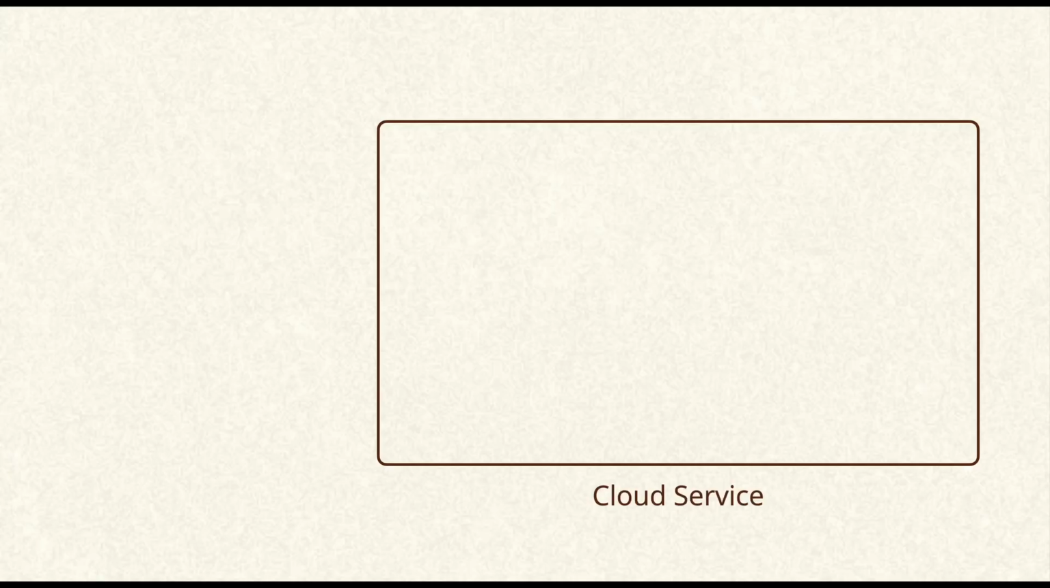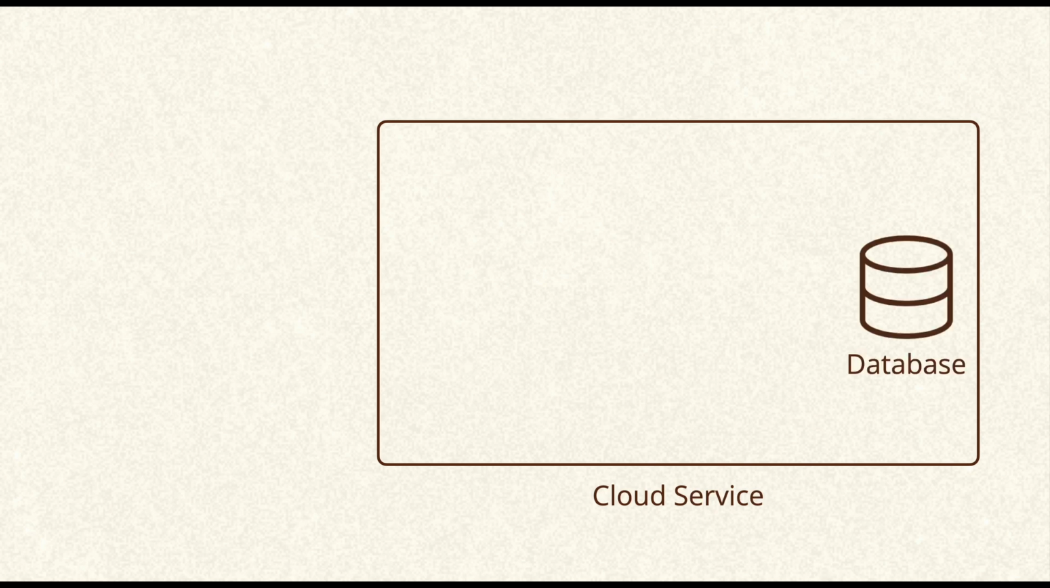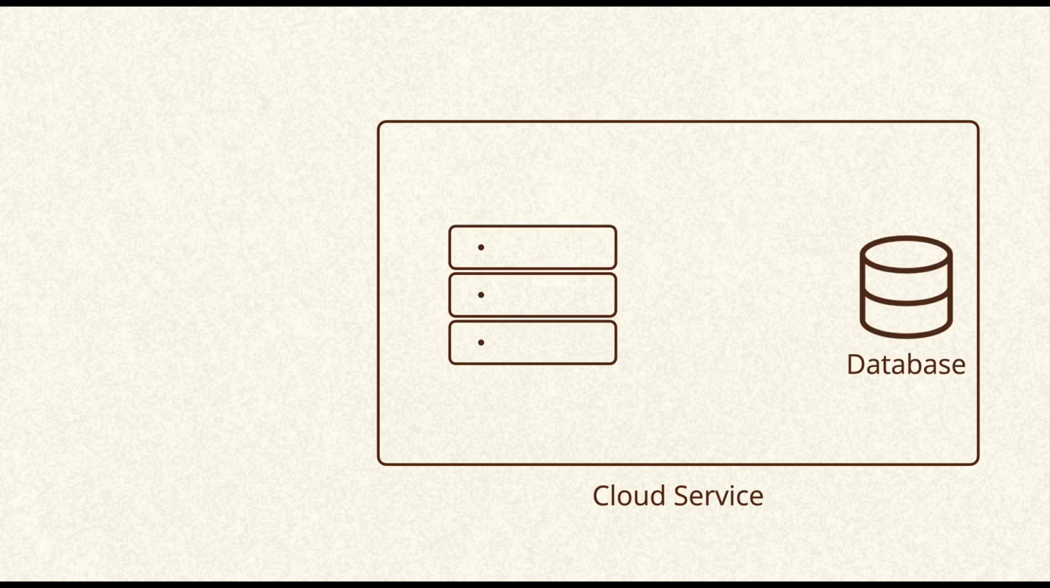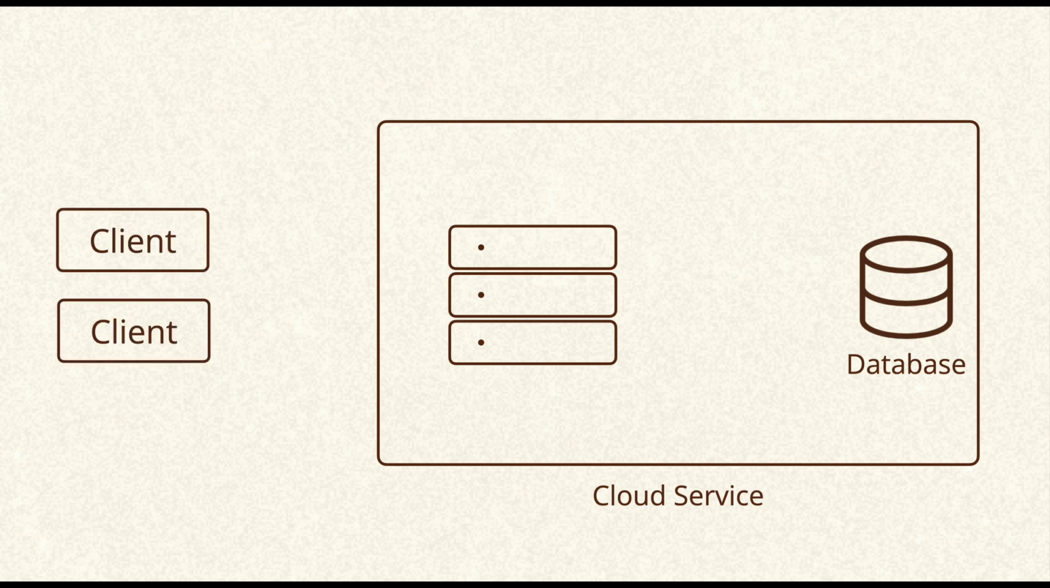A typical cloud service contains data of some form, most likely in a database. It also consists of a server which interacts with clients and can send or receive data from the clients to the database and back and forth. The server also runs some computations on the data and returns these results to the client.